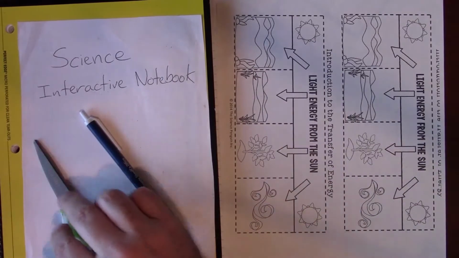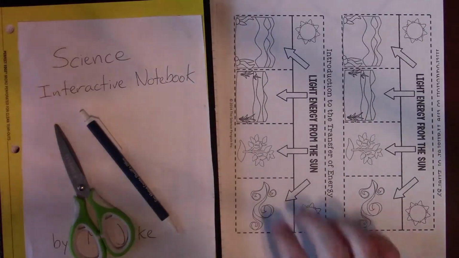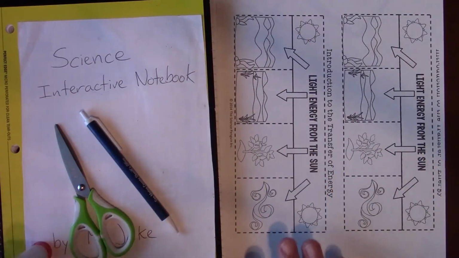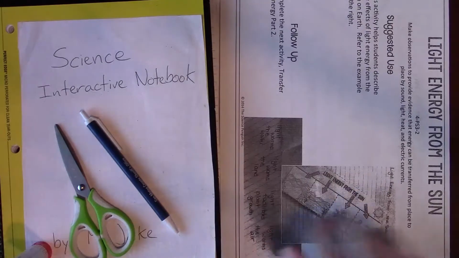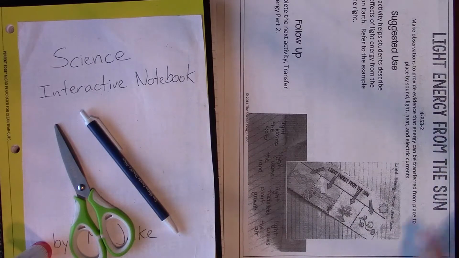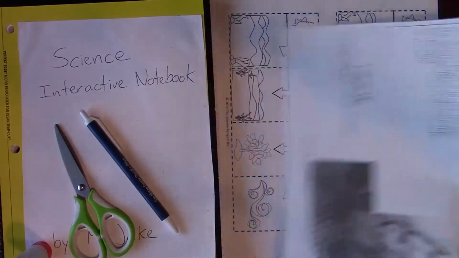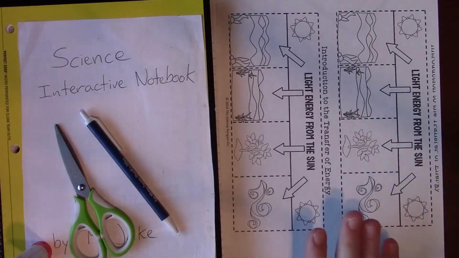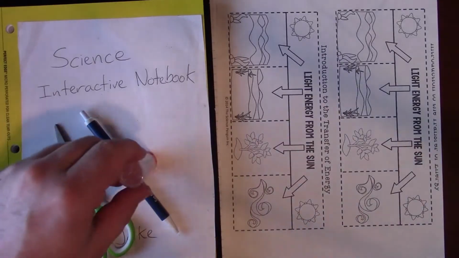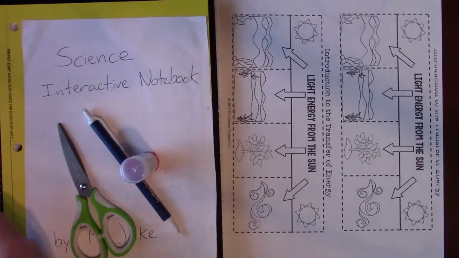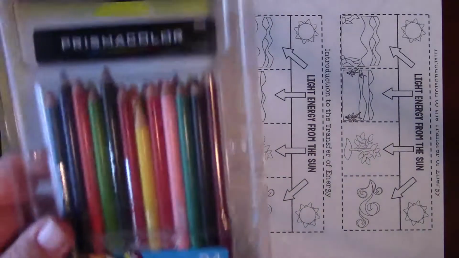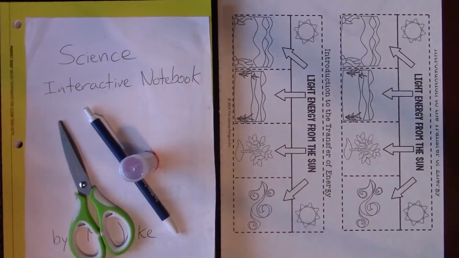Okay, so what you're going to need is your Science Interactive Notebook. You will need a pen for taking notes, scissors for cutting this page out. You will need your page that says Introduction to the Transfer of Energy, Light Energy from the Sun. It is behind this page, so if you find this page, Light Energy from the Sun, you just put this page aside and we're going to use this one. You will also need glue, we're going to cut this out, glue it in, and then take our notes, and some colors so that you can make it look nice and fancy.